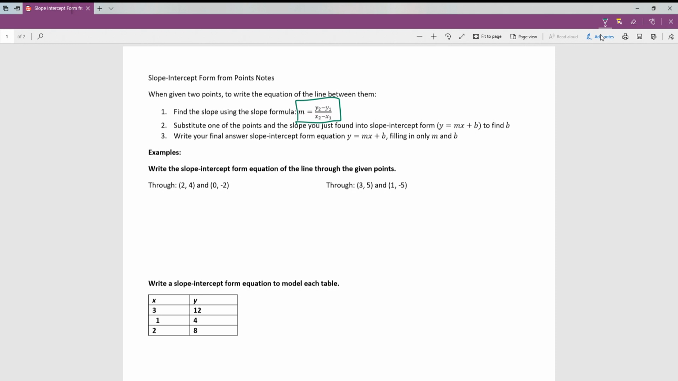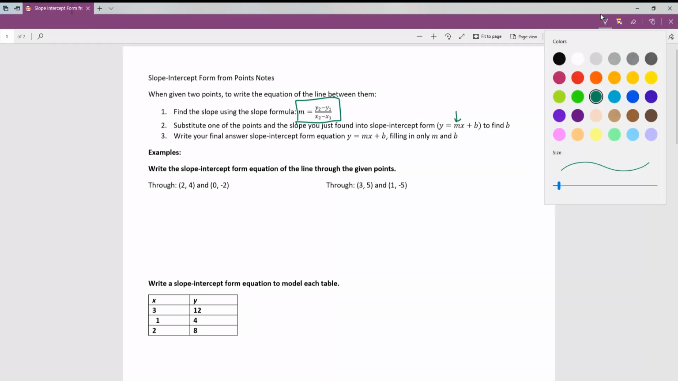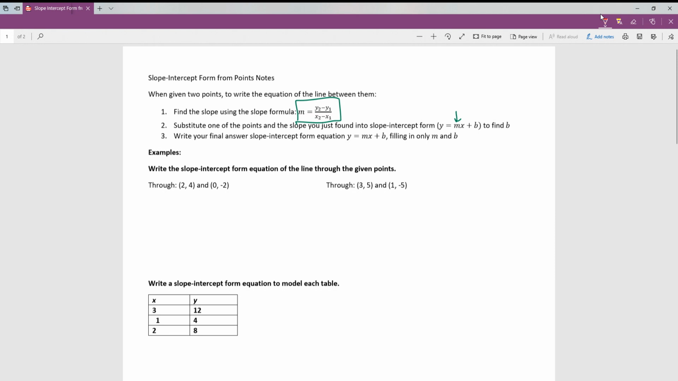Once we have that, we'll use y equals mx plus b with the m we just found. One of the points, you usually just use the first one you see, use its x value and y value, and we're going to work backwards to find b. Once you have m and b, you can write a slope-intercept form equation with your m and b filled in like we've done before. Let's try a few.